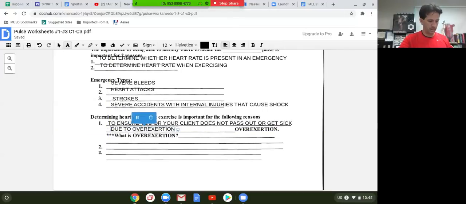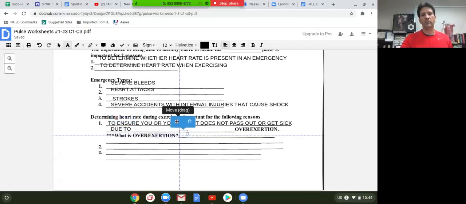Overexertion is already written on there. So, due to overexertion, right? So then we say, well, what is overexertion? Okay, so here's the medical definition of overexertion.